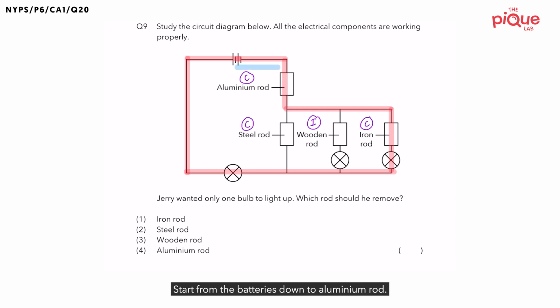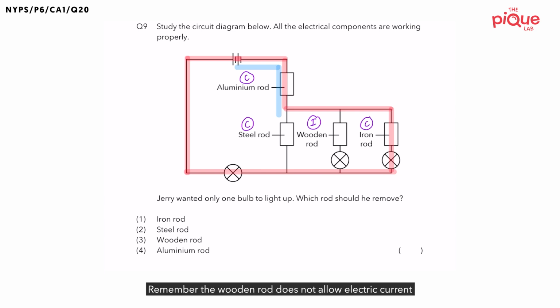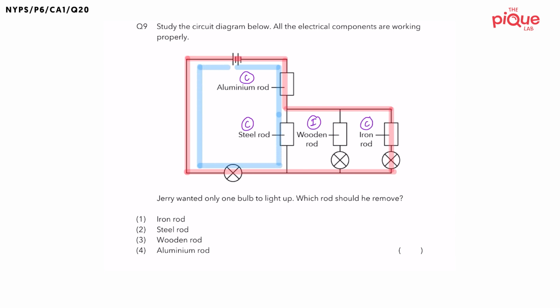Start from the batteries, down to aluminium rod. Now, should electricity flow downwards through the steel rod or towards the wooden rod? Remember, the wooden rod does not allow electric current to flow through. So, current should just flow down towards the steel rod and back to the batteries. So, these are the 2 possible pathways that electricity can flow through.